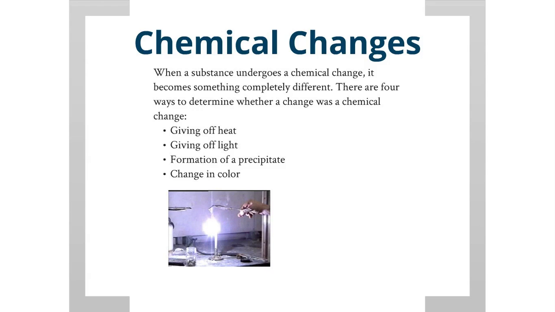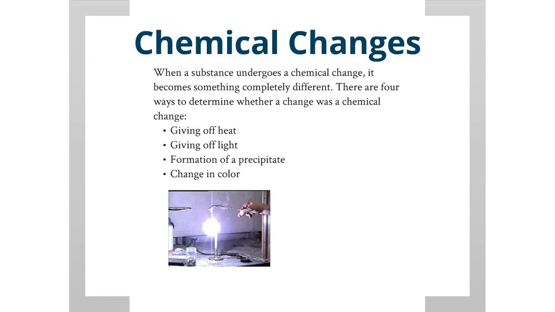For example, we're looking at that first picture. That is a piece of magnesium burning. And you can see it's giving off immense amounts of light and a lot of heat. So that is a chemical change. It is no longer what it was before after the change.